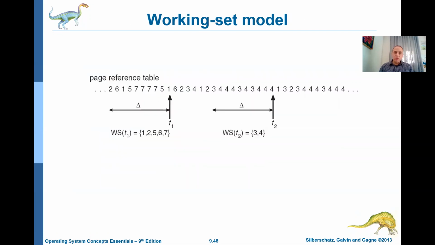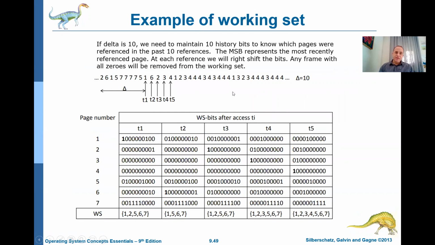Now, how are we going to look back? Looking back sounds very nice, but how on a computer do you look backwards in time? So that's what the next slide I added explains. So let's take this: if the delta is 10, like we saw on the previous slide, we need to maintain 10 history bits to know which pages were referenced in the past 10 references.